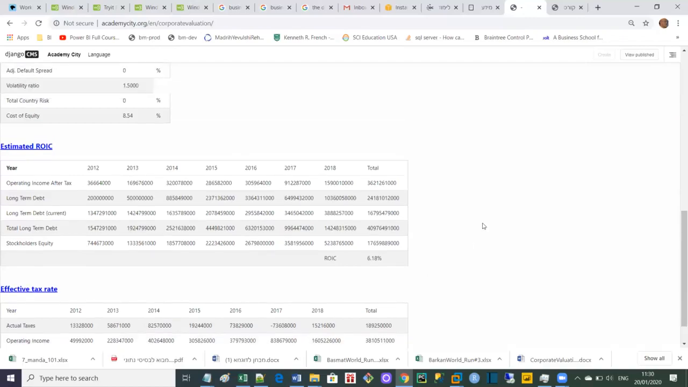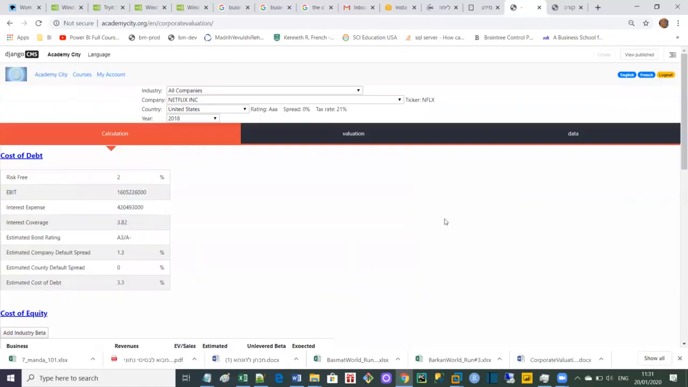The other one that we calculate is a return on invested capital, exactly as we learned in the class. We take total operating divided by the sum of total long-term debt plus shareholders' equity. In other words, operating divided by the sum of total debt and equity. That gives me a return on invested capital of 6.18. Quite normal for a big company like this one.